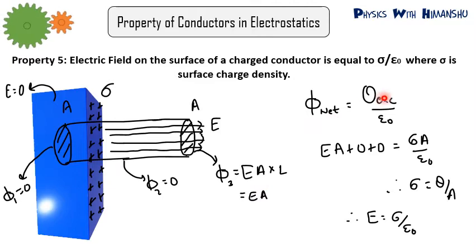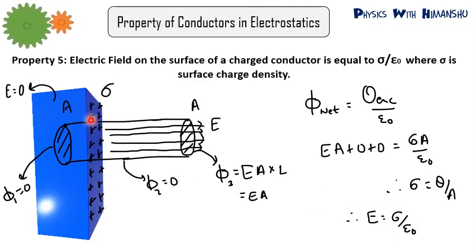Now net flux is basically charge enclosed divided by epsilon naught. So net flux is EA plus 0 plus 0. Total charge enclosed is sigma A, because sigma is Q by A. Sigma is surface charge density, it is charge upon area. So Q will be equal to sigma A, putting the values and cancelling A on both sides, the electric field is basically sigma by epsilon naught.